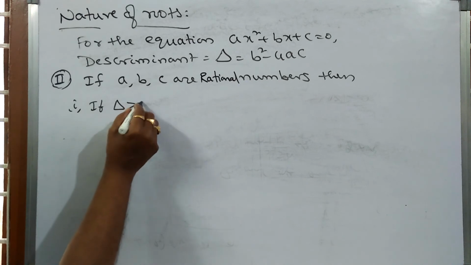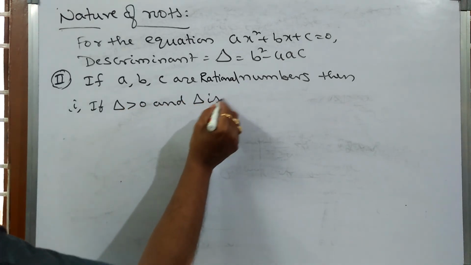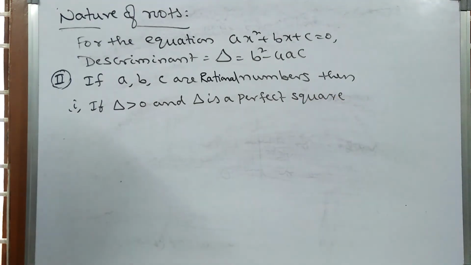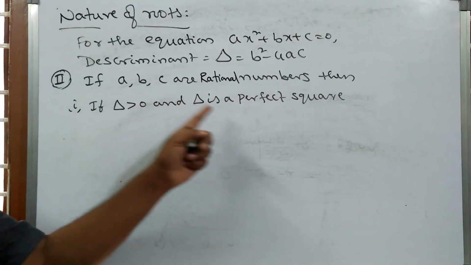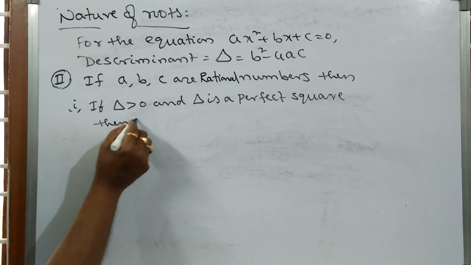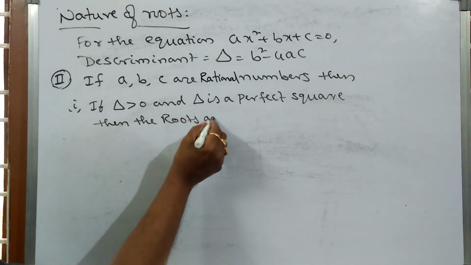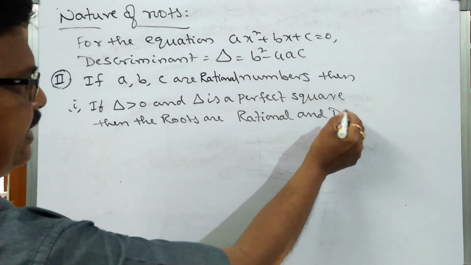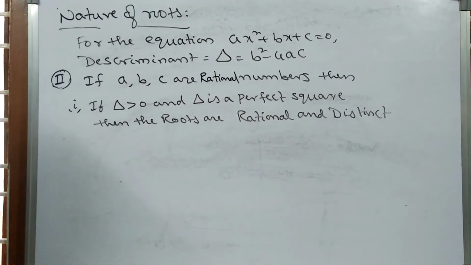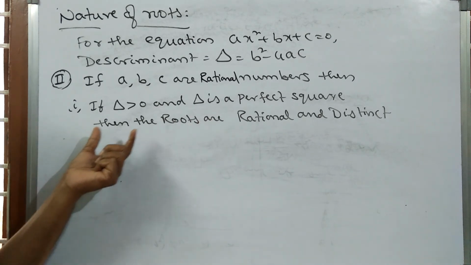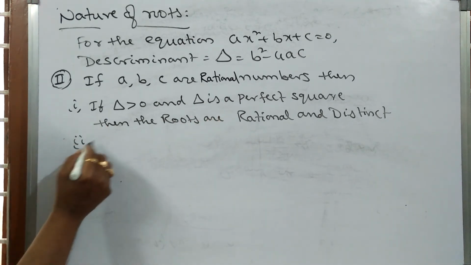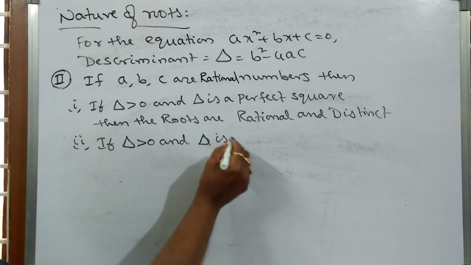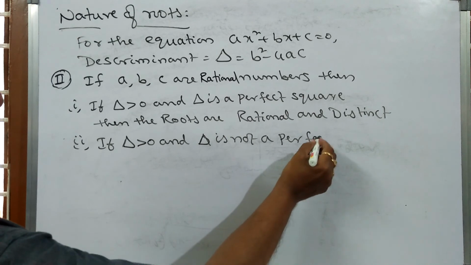First case: if delta is greater than 0 and delta is a perfect square, that is, b square minus 4ac is greater than 0 and it is a perfect square, then the roots are rational and distinct.